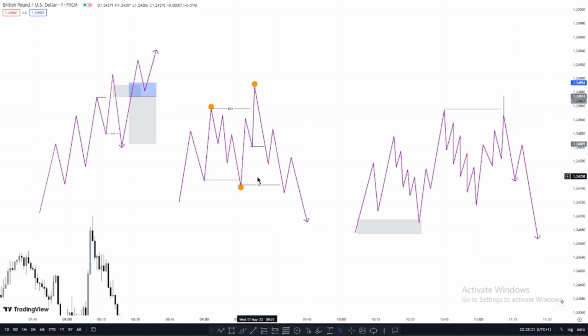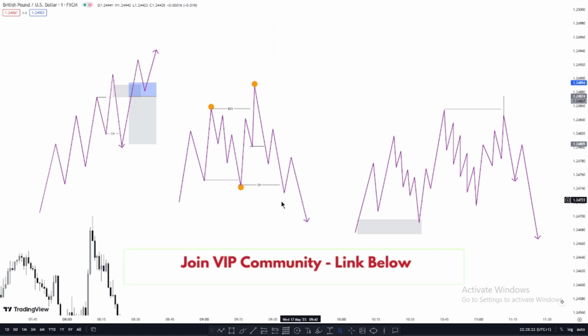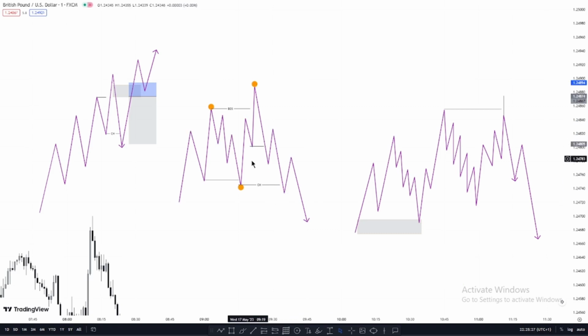Okay, now the second way to identify your change of character is this. Remember, in this kind of structure, it first took out this first internal structure low. This was not your change of character, as people will mark it, because they will mark here and say this is a change of character. This is not a change of character, guys. And I'm going to tell you the reason with this next diagram why this is not a change of character.